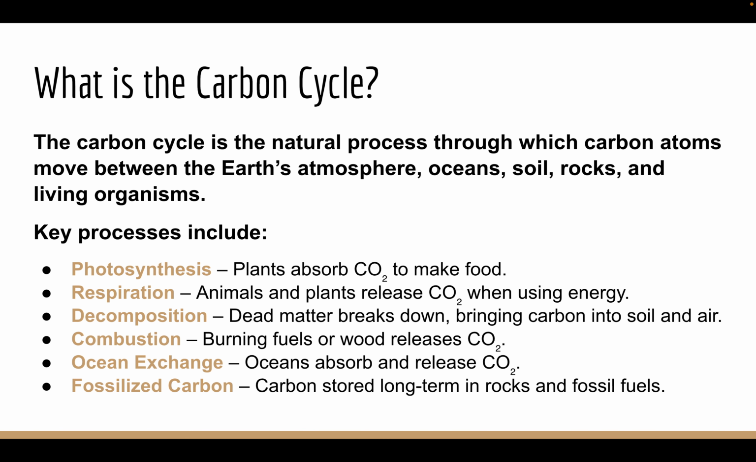All right, the carbon cycle is the natural process through which carbon moves between Earth's atmosphere, oceans, soils, rocks, and living organisms. Now, normally it would be broken into five processes, but I decided to break it into six. We have the first, photosynthesis. We all know when plants absorb CO2 to make food. We have respiration, when plants and animals release CO2 using energy.